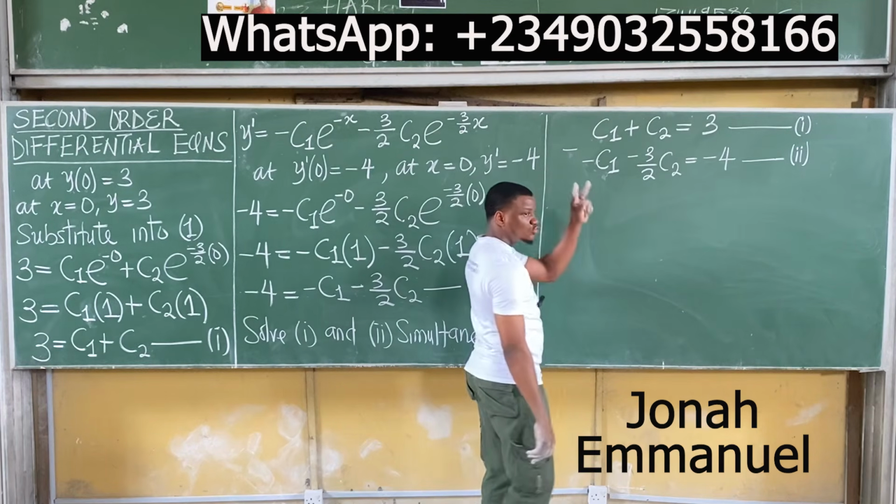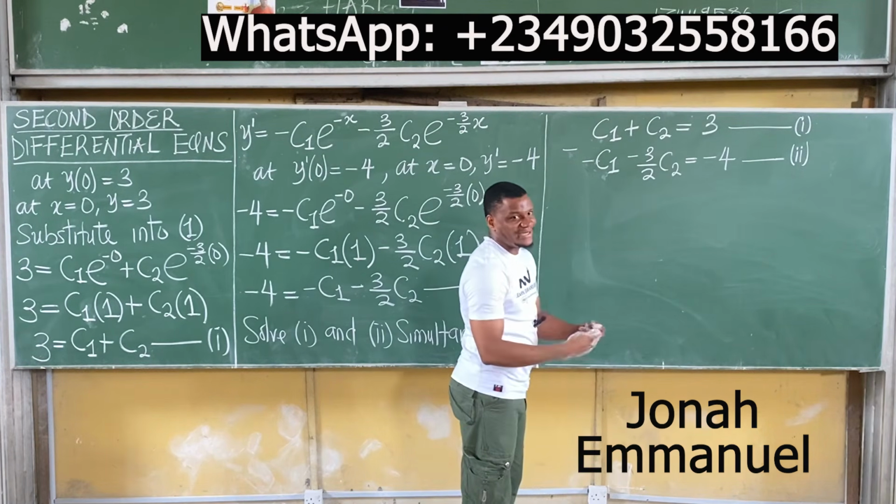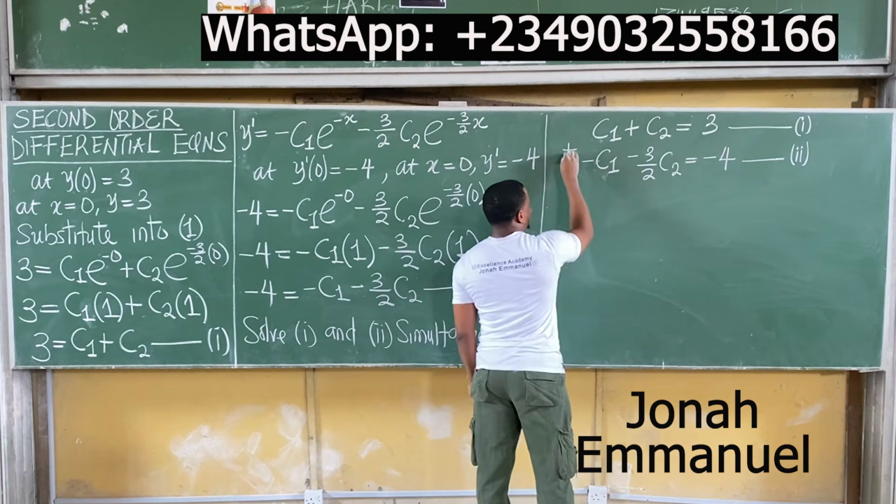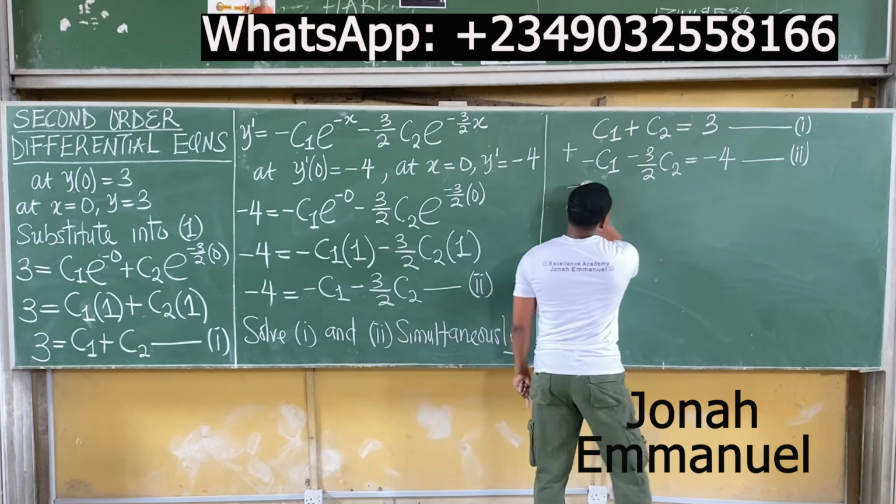That gives you what there? 2C1. That will not eliminate. It will not work that way. But if I try to add them, so let me add them up now. Let's add them. What do you have there? Let me try to add them.